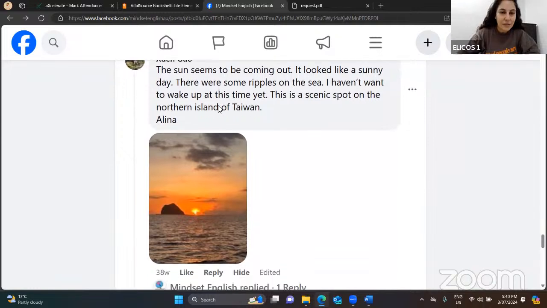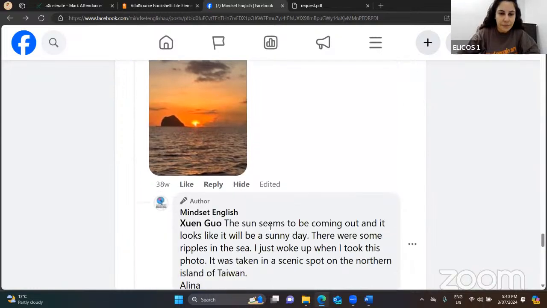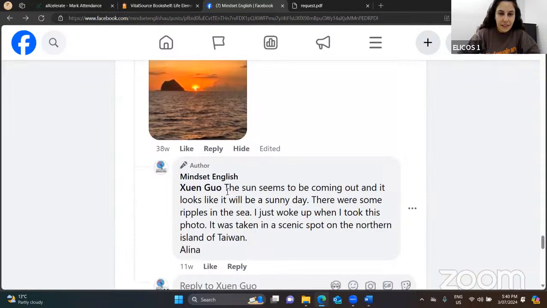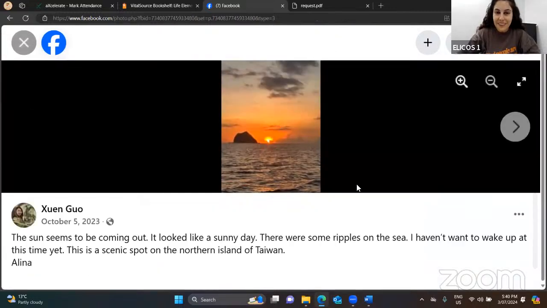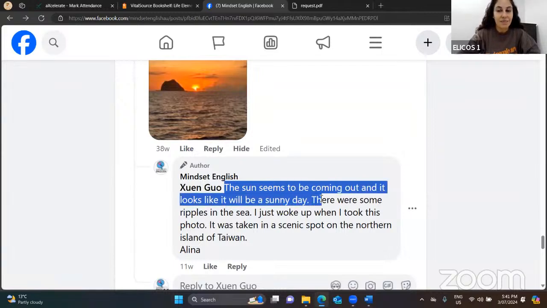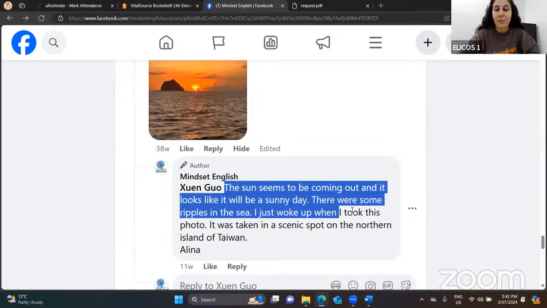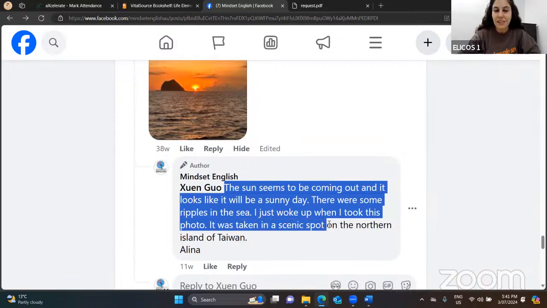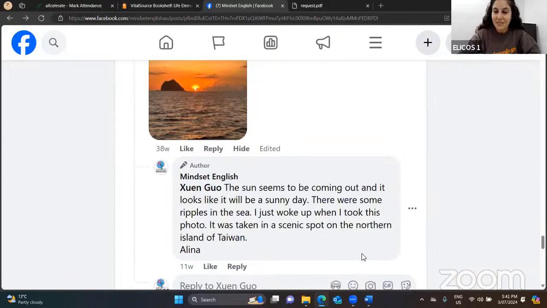Okay, so this is the picture. Okay, we can see another beach photo, sunset. So the sun seems to be coming out and it looks like it will be a sunny day. There were some ripples in the sea. I just woke up when I took this photo. It was taken in a scenic spot on the northern island of Taiwan. So this is from Alina.